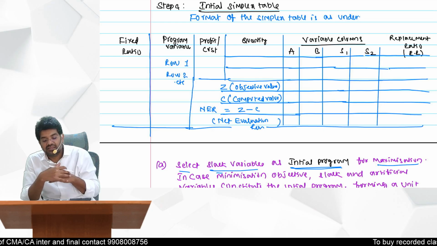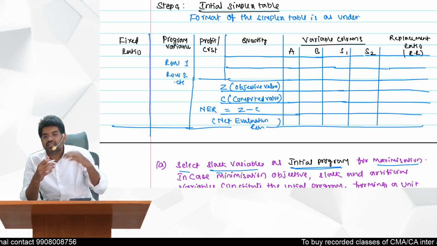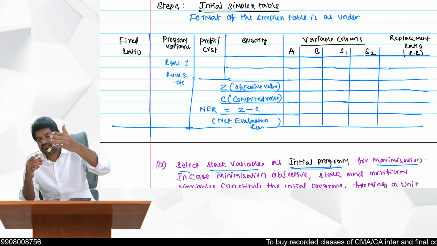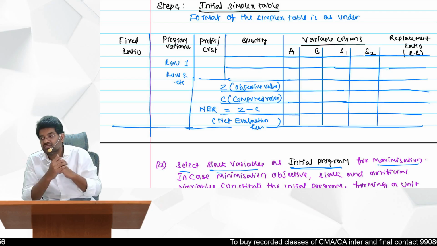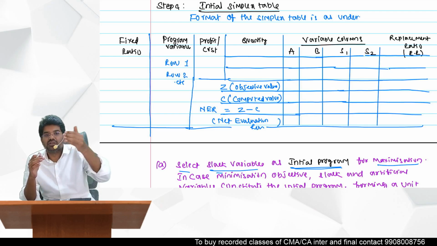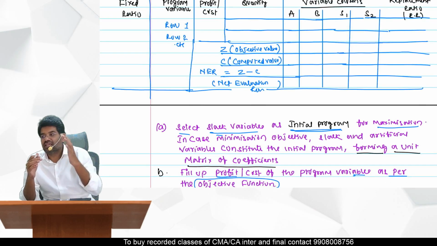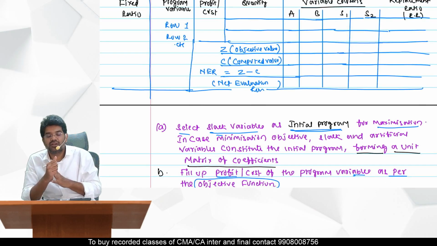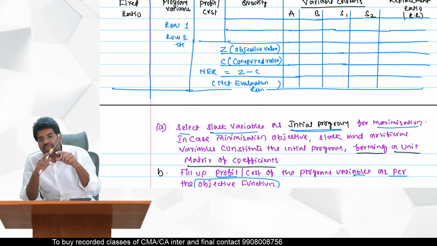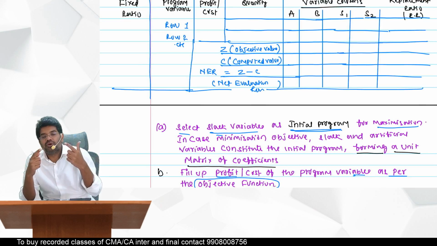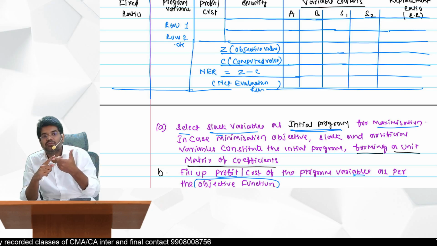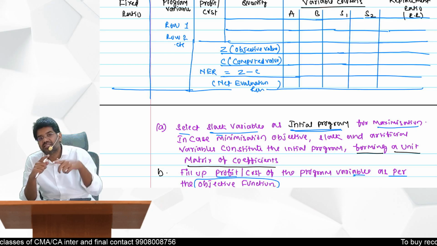But if that condition is not satisfied, then we should introduce another decision variable. So which one we should introduce, which one we should replace? For that we should know the key column and key row. Which one should we take as the key column? Out of the NER values, the maximum positive value we should take as the key column. That one is the replacing element.